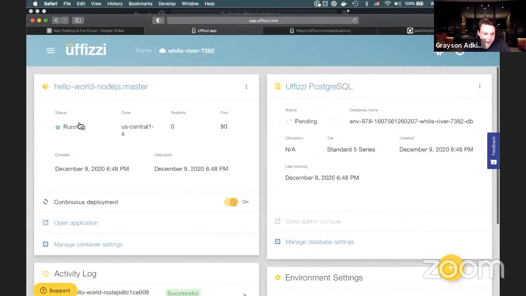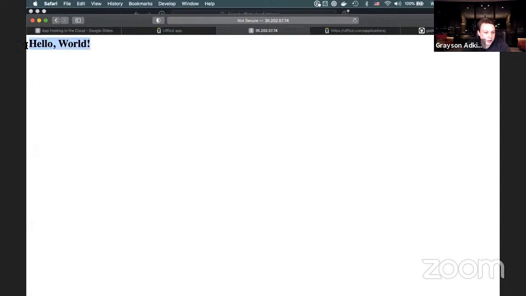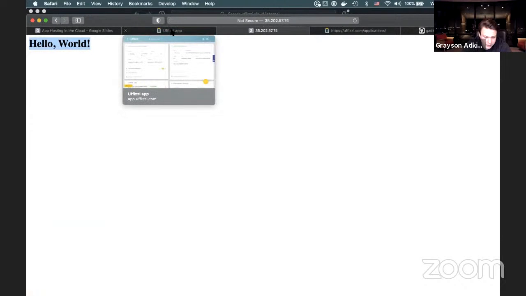All right, so now we have our app running. We'll go check it out. We'll open the application, and there we go. We've got our Hello World app running in the cloud. As you can see, there's an IP address that we just saw, and we can plug this in, as I mentioned, into our domain registrar, and we've got our app running.